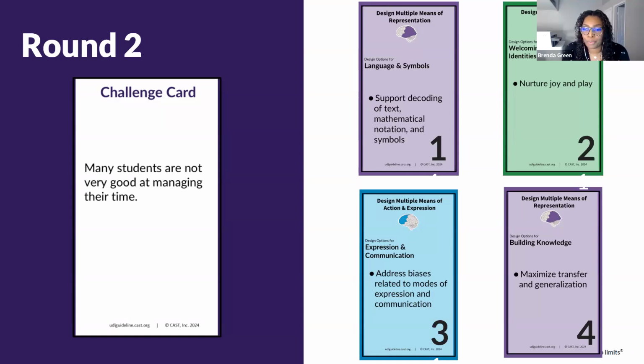So I could easily, we had someone pick 3, addresses biases related to modes of expression and communication, right? Because a student may not know how to express what they've learned, or there may be other things going on there that could hold them back. Perhaps. We have 2, nurture joy and play.